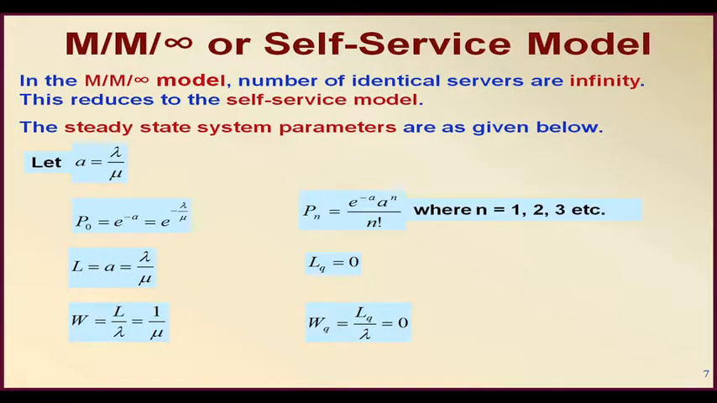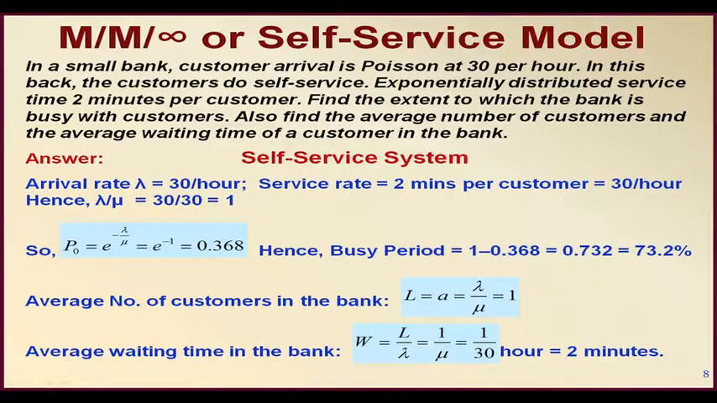So that will be the difference in the formula, very simple really. Their LQ and WQ both are 0, W equals 1 by mu, L equals lambda by mu. That is what happens in a self-service process. So for the same example, you see what will happen in the self-service situation.